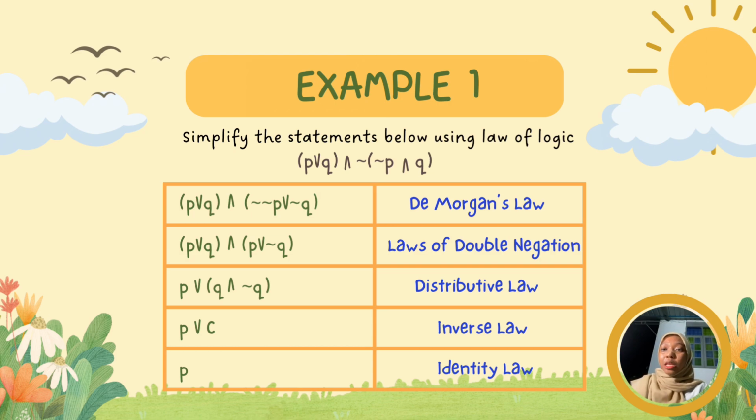Next we do P or (Q and not Q). We call this the distributive law. Next we do P or C. We call this the inverse law. Next and last step, we get P, and we call this the identity law.